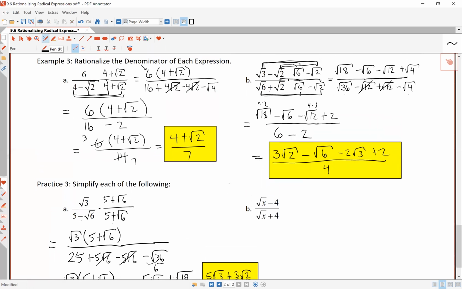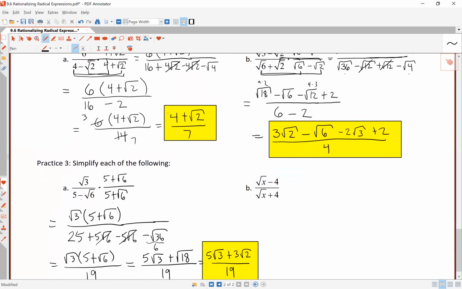And I just noticed in example 3a that I forgot my 3 in front of this, which I'll go ahead and distribute that across and write 12 plus 3 square root of 2 over 7.